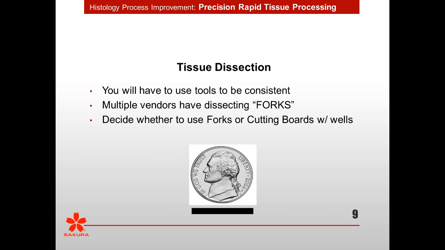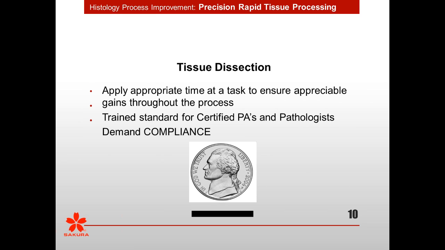Precision forks, which we'll discuss a little bit later, I think are probably the most accepted. There are cutting boards that have wells for larger pieces of tissue. In my experience and the experience of multiple PAs and grossing assistants, the forks are easy to use, and they become a replacement for a forceps. You have to apply the appropriate time at the task when you're reducing down your variation and creating that precision at your grossing bench, to ensure appreciable gains throughout the process.